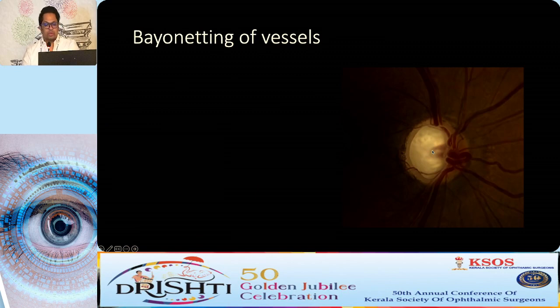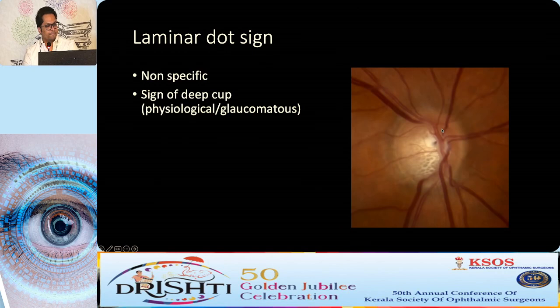Bayoneting is when a vessel completely disappears and then appears on the surface. So that happens in advanced excavations or advanced glaucomas. Lamellar dot sign is again non-specific. It just means that the cup is deep.